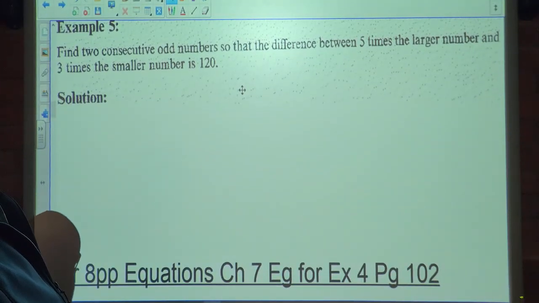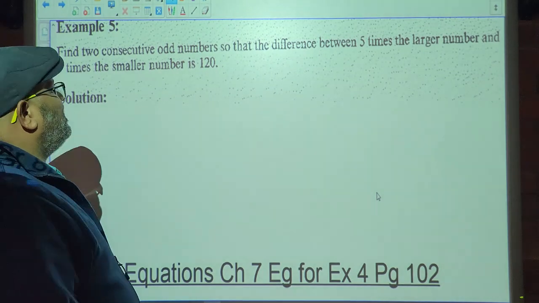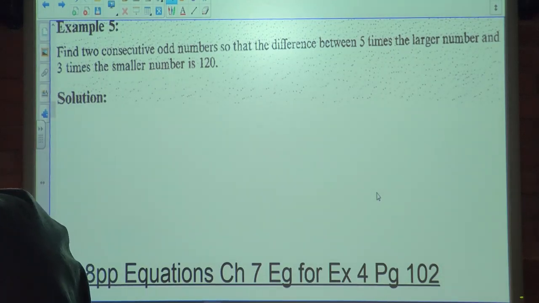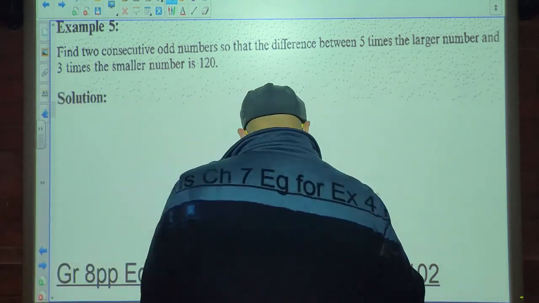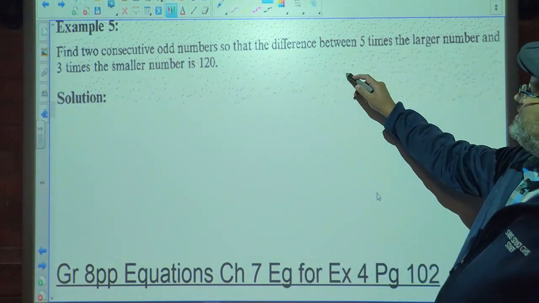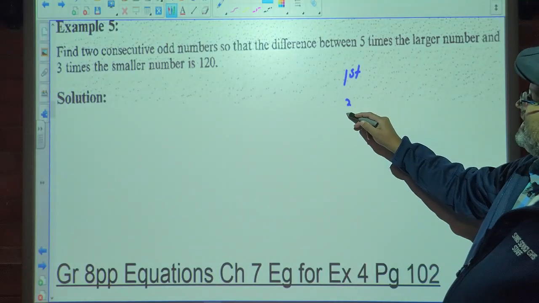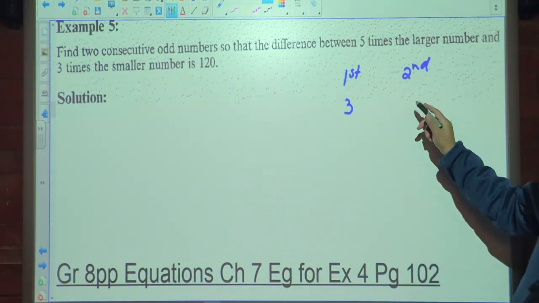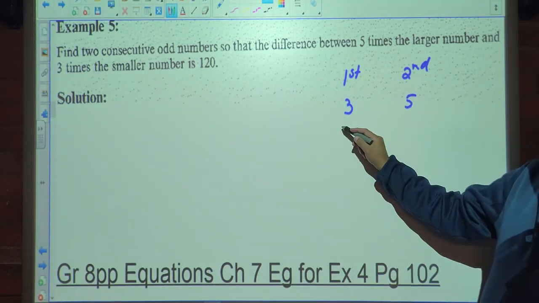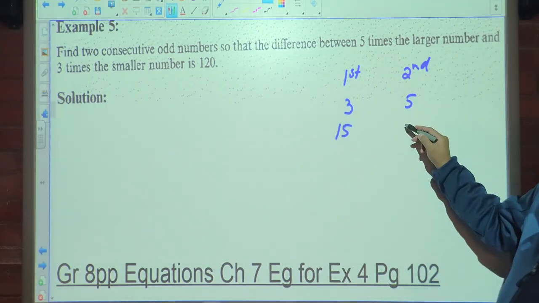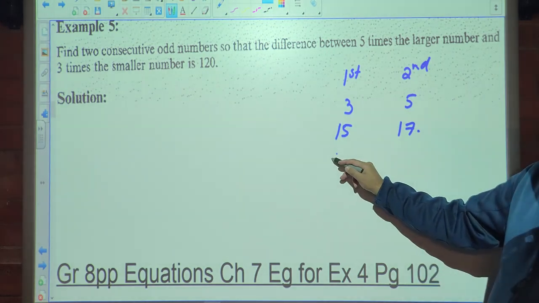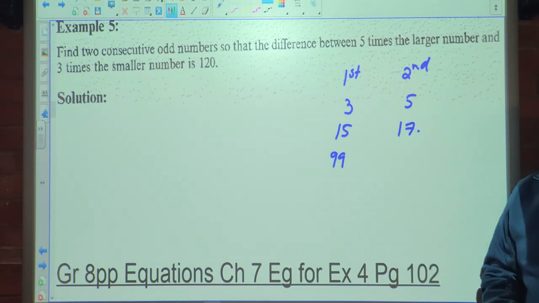Number 5, we are told, find 2 consecutive odd numbers. So earlier on we looked at consecutive numbers, but here it's consecutive odd numbers. So if the first number is 3, then the second consecutive odd number is going to be 5. If the first number was 15, the next one is going to be 17. If the first consecutive odd number is 99, the next one is going to be 101.